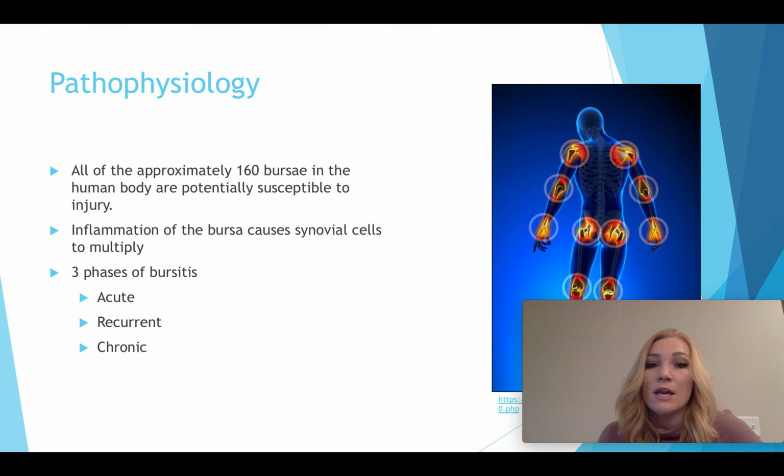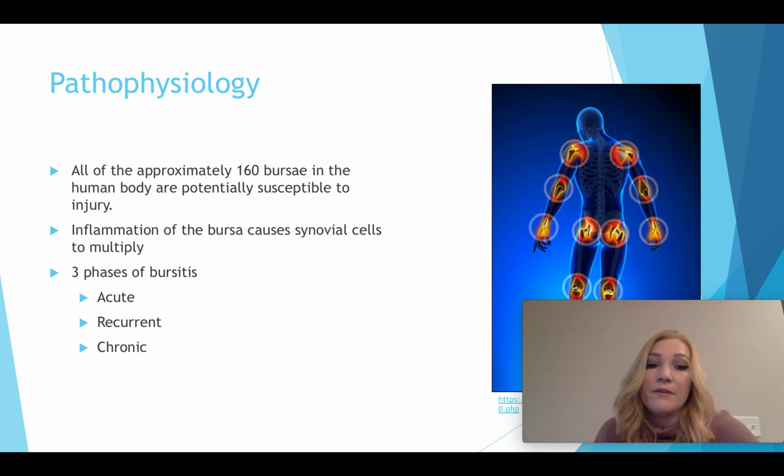All the approximately 160 bursae in the human body, they're all potentially susceptible to injury. However, the picture in this slide shows the most common areas for bursitis, and these are where the major bursae are located in the body. So inflammation at the bursa causes synovial cells to multiply. This increases collagen formation and fluid production.